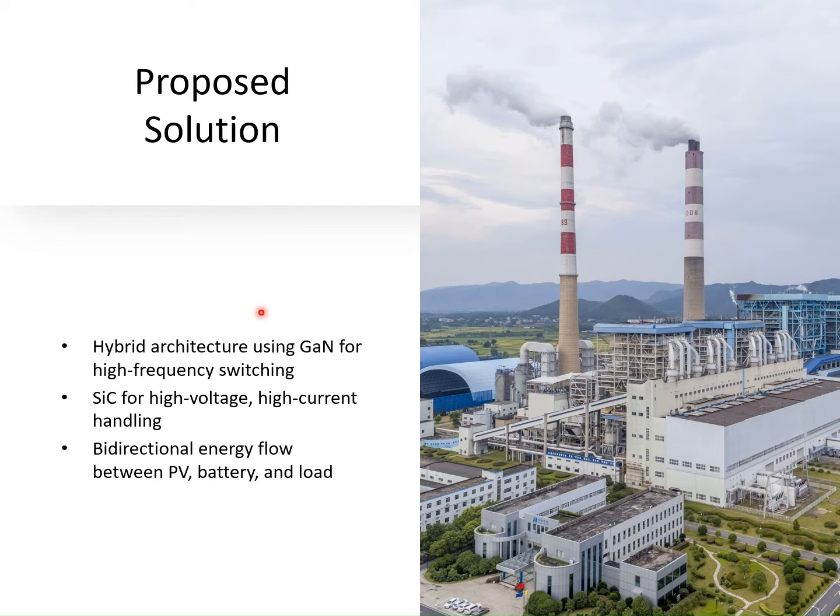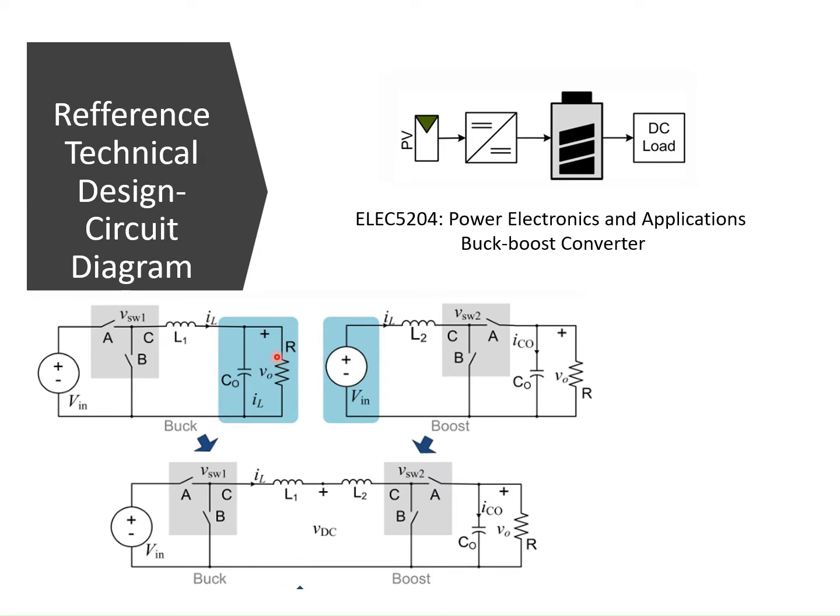Together with our simulation work, we have proposed 3 solutions, which is hybrid architecture by using GaN for high frequency switching and using SiC for high voltage and high current handling, and also bidirectional energy flow between PV, battery and the load. For circuit construction, we have referred to the source which is reliable from power electronic and application unit. We have chosen the buck boost converter from the PV energy system.